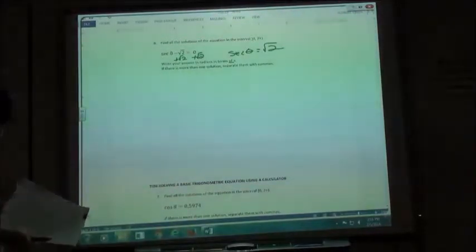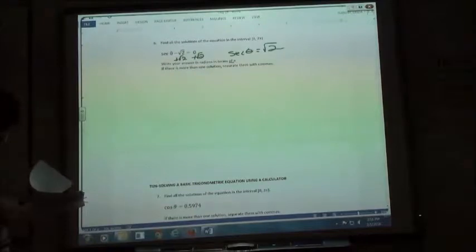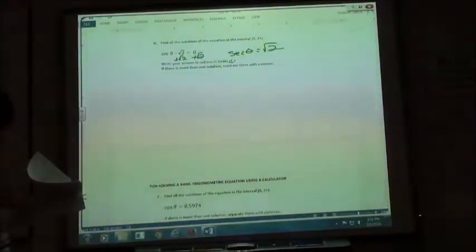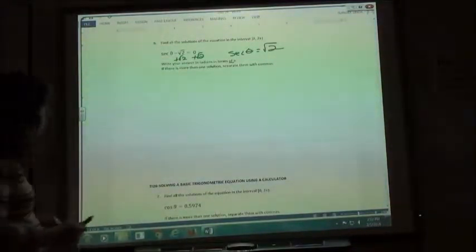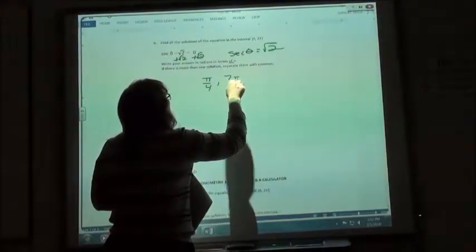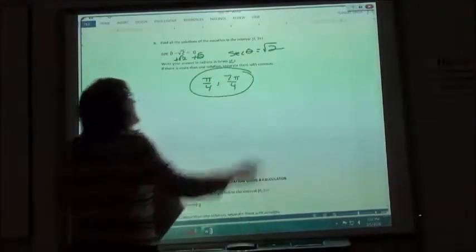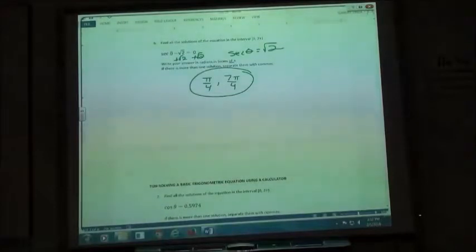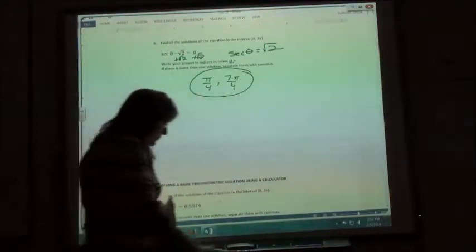So again, I'm going to flip back to my table, looking under my secant column, second to the last one. I've got pi over 4, and I've got 7 pi over 4. So at pi over 4 and 7 pi over 4 is where the secant of theta is equal to the square root of 2. Easy as that, just looking those up on the table.